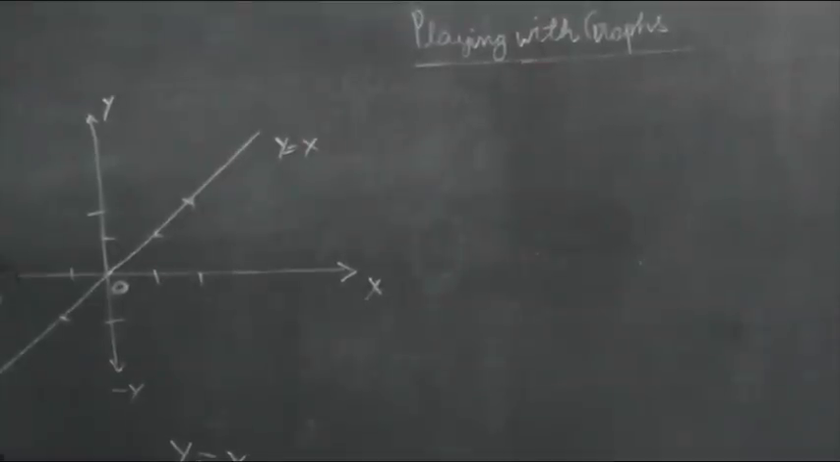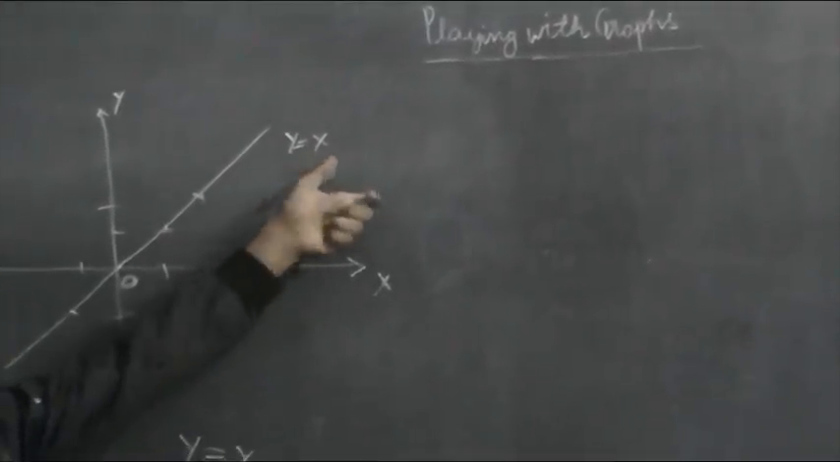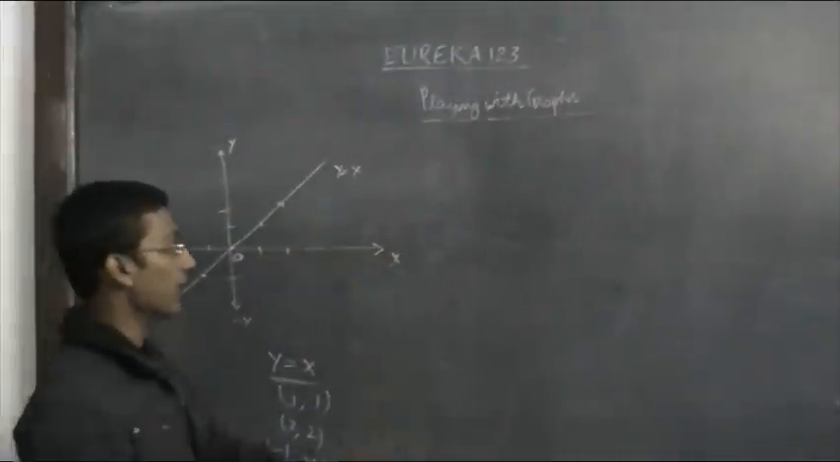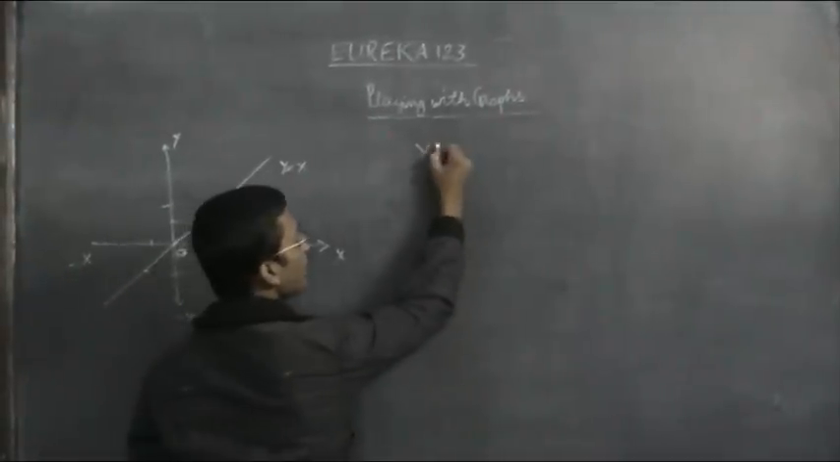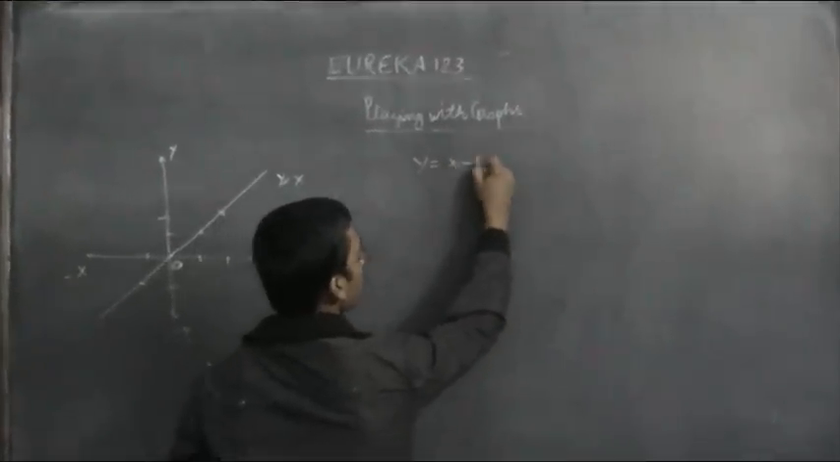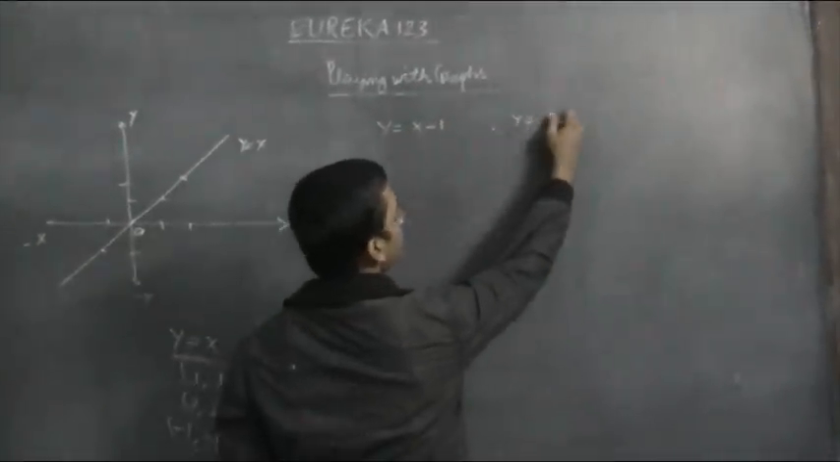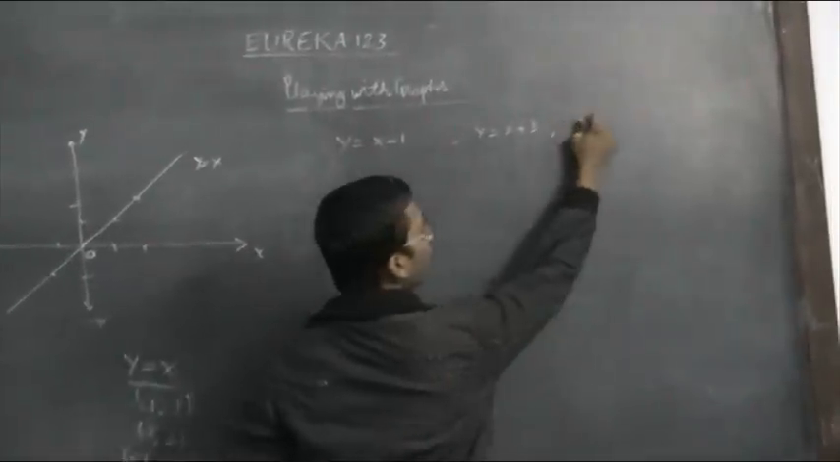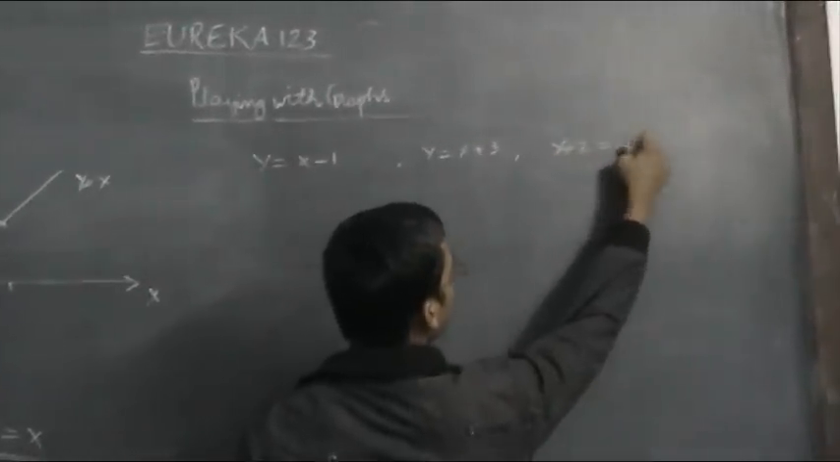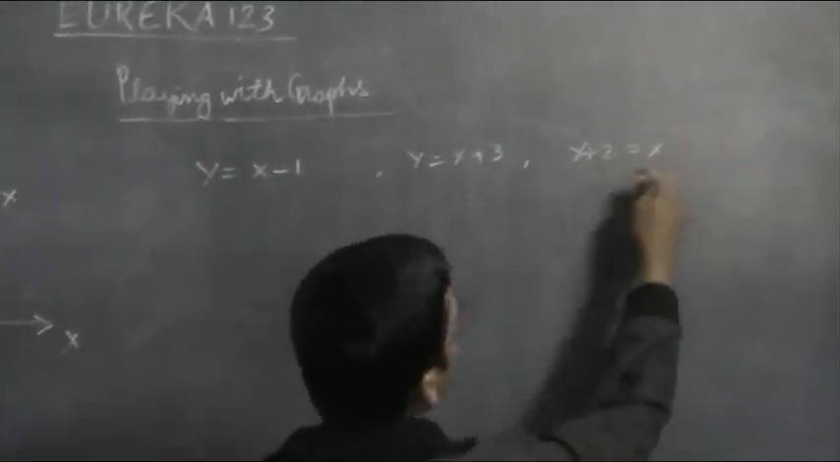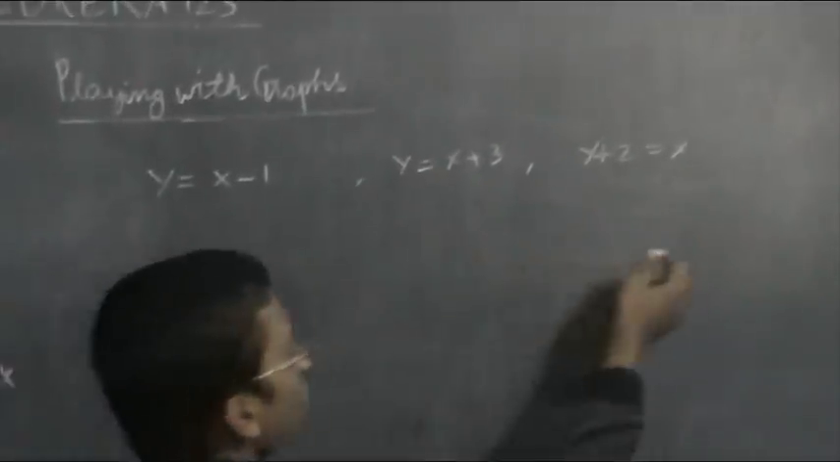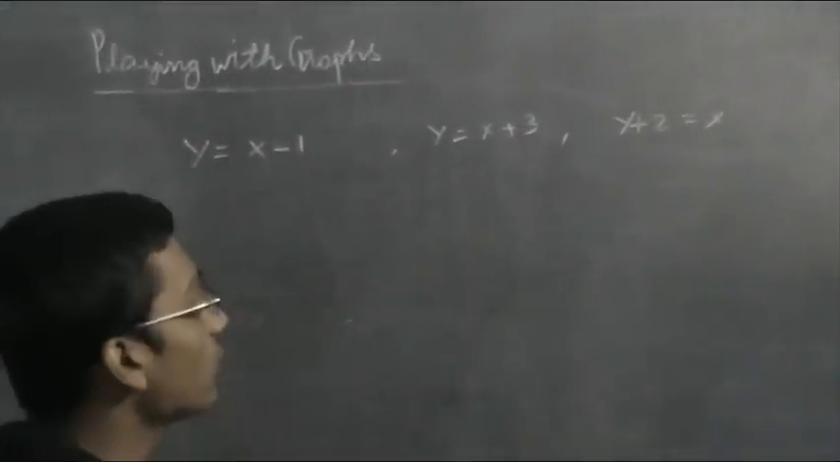Now, what we will do is, from y equals x, we will try and make other graphs. For example, if we have to make y equals x minus 1, y equals x plus 3, y plus 2 equals x, which is actually the same as y equals x minus 2. So, suppose you have to draw 3 graphs.